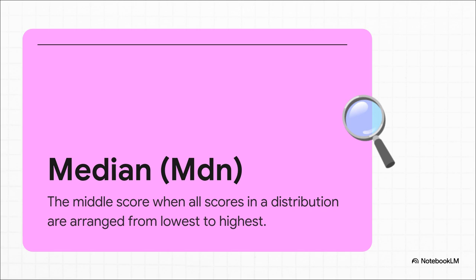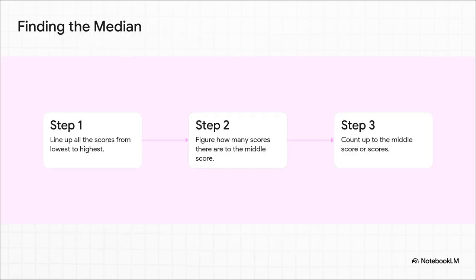All right, next up we've got the median. Now this one isn't about popularity, it's all about position. The median is the literal middle-of-the-road score once we've lined up every single number in order. And figuring this one out, super straightforward. You just line up all the scores from the smallest to the largest and find the one that's sitting smack dab in the center. And hey, if you have an even number of scores, no worries. You just find the two in the middle and average them.